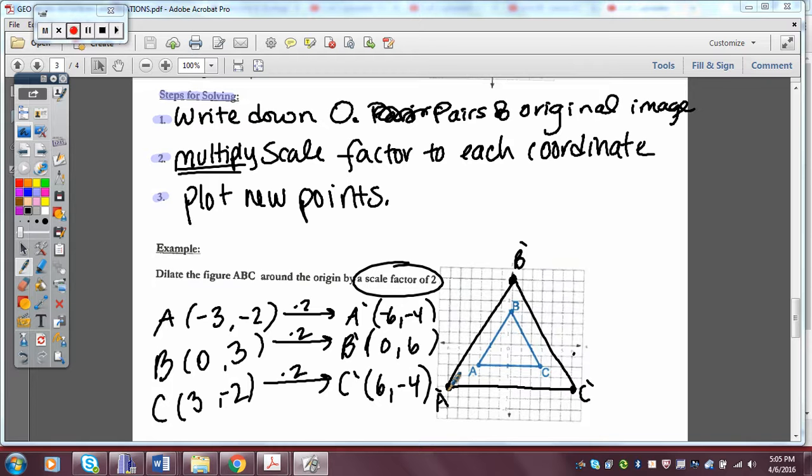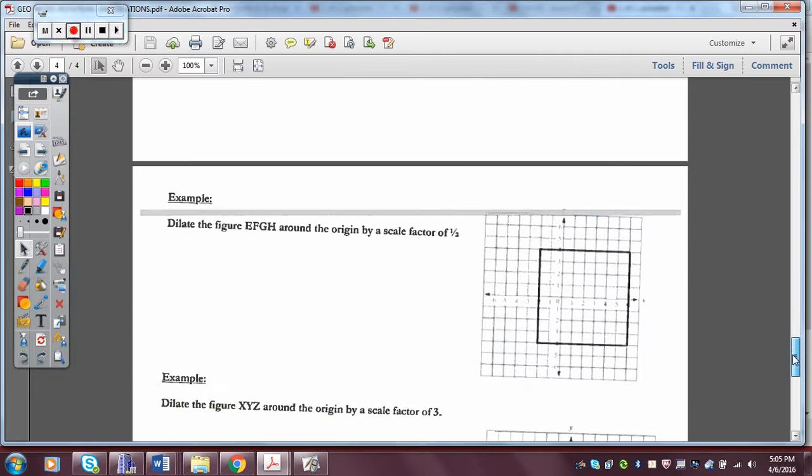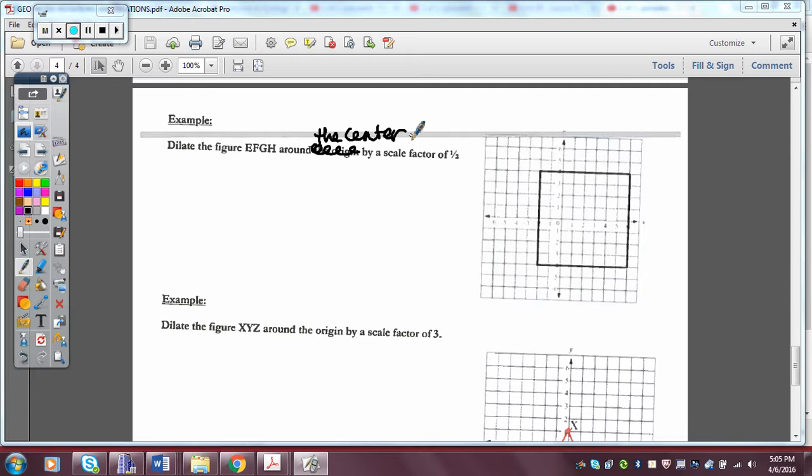Okay. If you flip over and you look at the next example, it says dilate the figure EFGH around the origin by a scale factor of 1/2. Okay? We're going to cross out where it says around the origin. That's not right because it's not centered with the origin. So we're just going to dilate it around the center by a scale factor of 1/2. Notice this square isn't labeled. So EFGH, you always start in the top left corner and you go around a circle. Okay? So go ahead and write out all of your ordered pairs. And then I'm going to multiply it by my scale factor, which is 1/2.